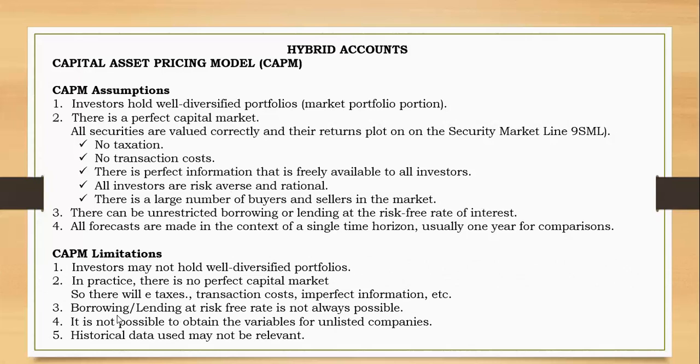And then we say historical data used may not be relevant. You might be using the beta, the systematic risk for previous, maybe 2 months, 3 months have passed and you're still using it. It may not be relevant. It may just reflect the past. So now we are just fine.